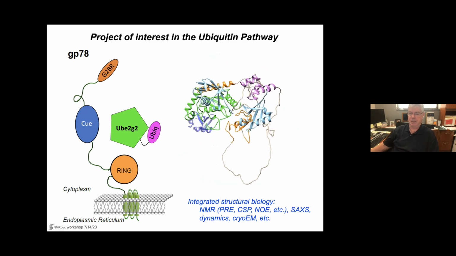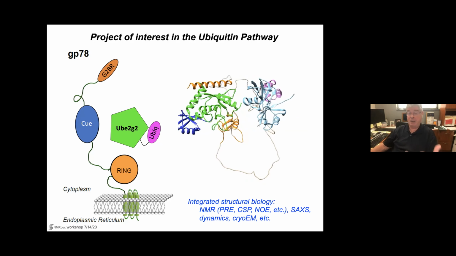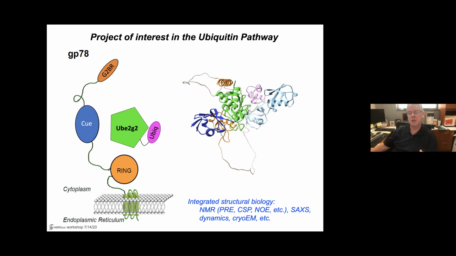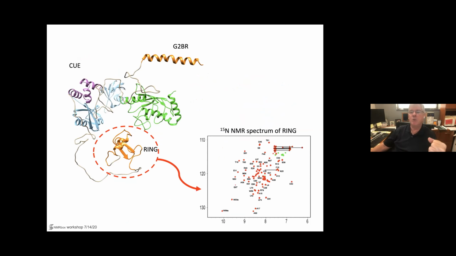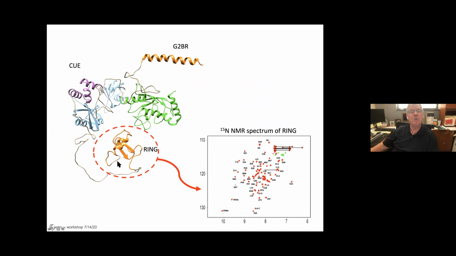And in a complex system like this, a biological system, you're clearly going to encounter, in our case, allostery, but also conformational dynamics, exchange kinetics, et cetera. So this is what we want to look at. And in a series of papers, we've taken the classic divide and conquer approach, and we've cut the RING domain out of this system.